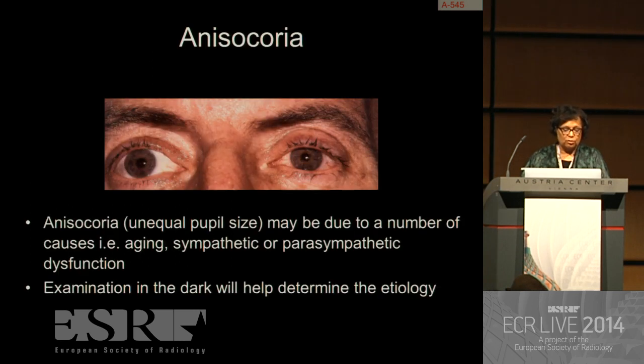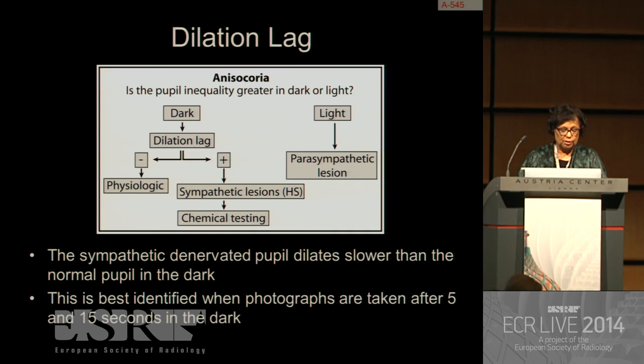So now, what about the clinical evaluation? You have a patient, the patient comes in, and the patient has anisocoria. That is, that the pupils are unequal. Now, this may be due to a number of causes. It can be due to aging, sympathetic or parasympathetic dysfunction. And an examination in the dark will help you to determine the etiology. So the main thing that we are asking ourselves is: is the pupil inequality greater in the dark or in the light? And the point is that the sympathetic denervated pupil dilates slower than the normal pupil in the dark. So the best way to evaluate this is to take photographs at 5 and 15 seconds in the dark.